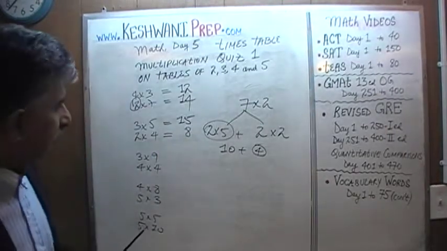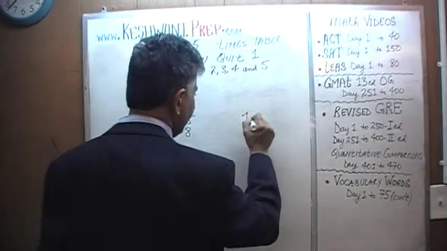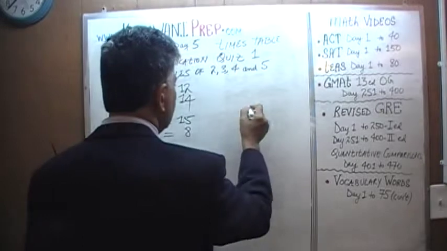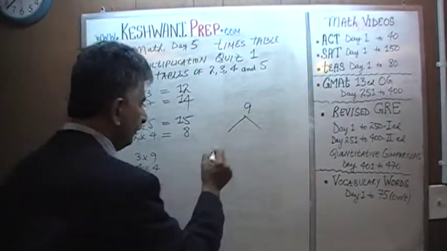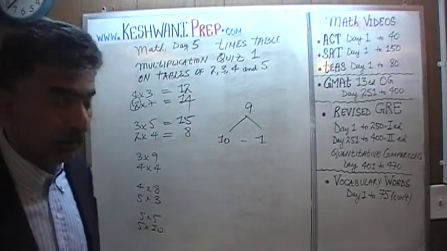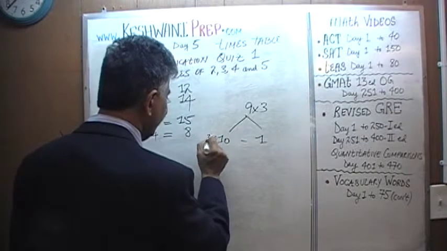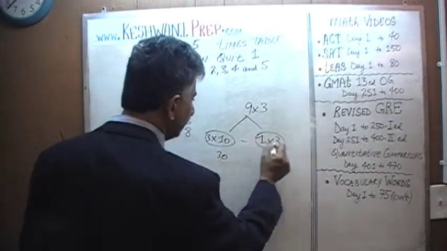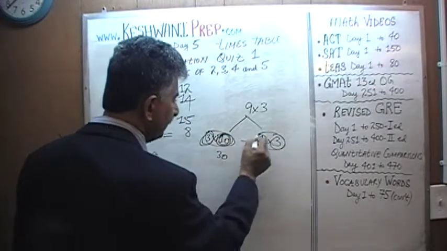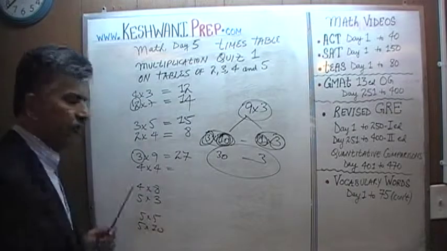How about 3 nines? 3 nines sometimes gives people trouble. Think of 9 as 10 minus 1, just like we did before. 9 equals 10 minus 1. Nobody's going to argue with that. Now ask yourself, how many do we have? We have 3 of them. So in your mind, you take 3 tens, which is 30, and you take away 1 three. If you have 10 threes minus 1 three, that's going to give you 9 threes. 30 minus 3 is 27.